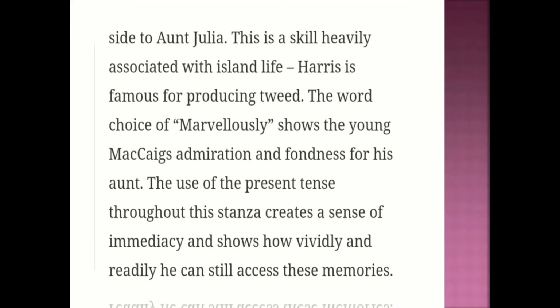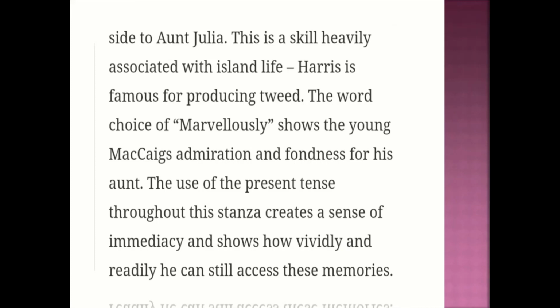Harris is famous for producing tweed. The word choice of marvellously shows the young McCaig's admiration and fondness for his aunt. So he admired his aunt very much for being very strong, hard-working and responsible. She never complains, but she's always working without even saying a complaint.